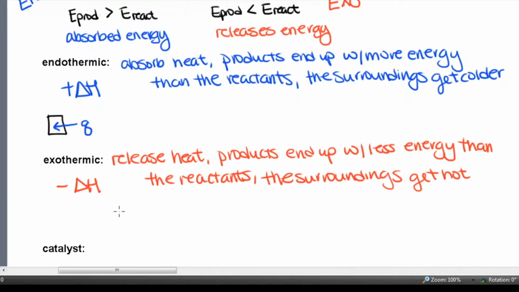If I'm talking about an exothermic reaction, again, the reaction is taking place inside the box. If the reaction is losing heat, the heat is going out from the system into the surroundings. So the surroundings is gaining the heat and thus gets warmer.